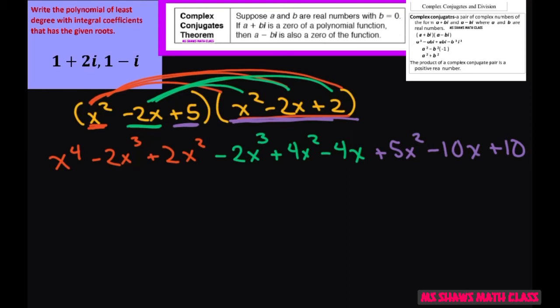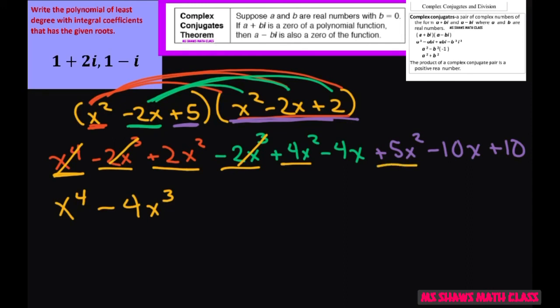All we're left to do now is to add like terms. So we have x to the fourth. The cubes, we have 2 of these, so that's going to be minus 4x cubed. The x squares, we have 2x squared plus 4x squared. Let's see. 6x squared plus 5x squared, that's going to be 11x squared.